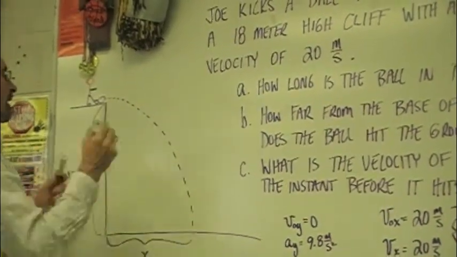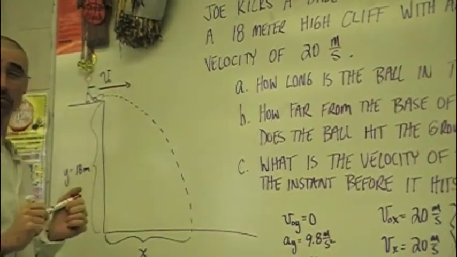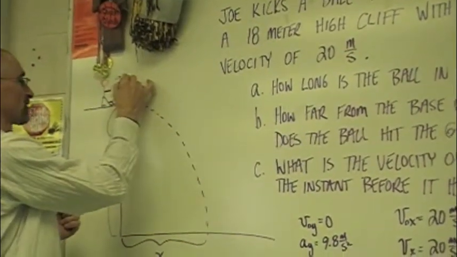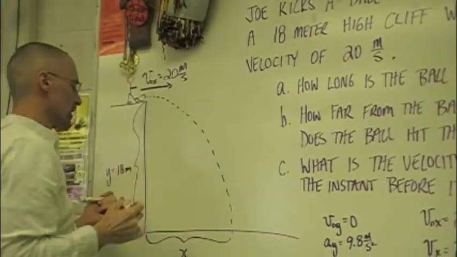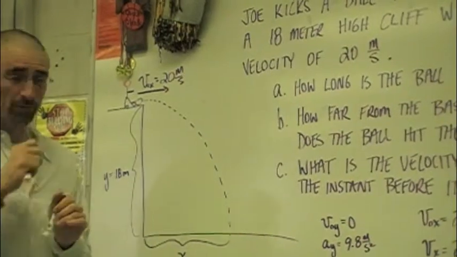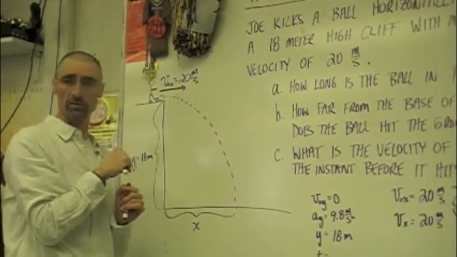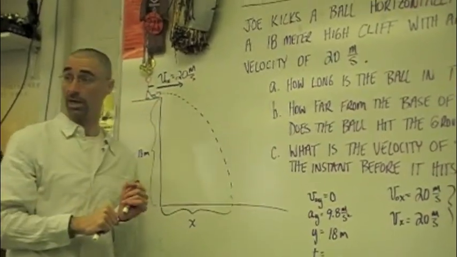He's kicking the ball off the cliff with an initial velocity in the what direction? Horizontal. It's horizontal, so we call that the X direction, 20 meters per second. Now, we all know that once the ball goes off the cliff, it will be under the influence of gravity, and so gravity is going to start to accelerate it in the Y direction.